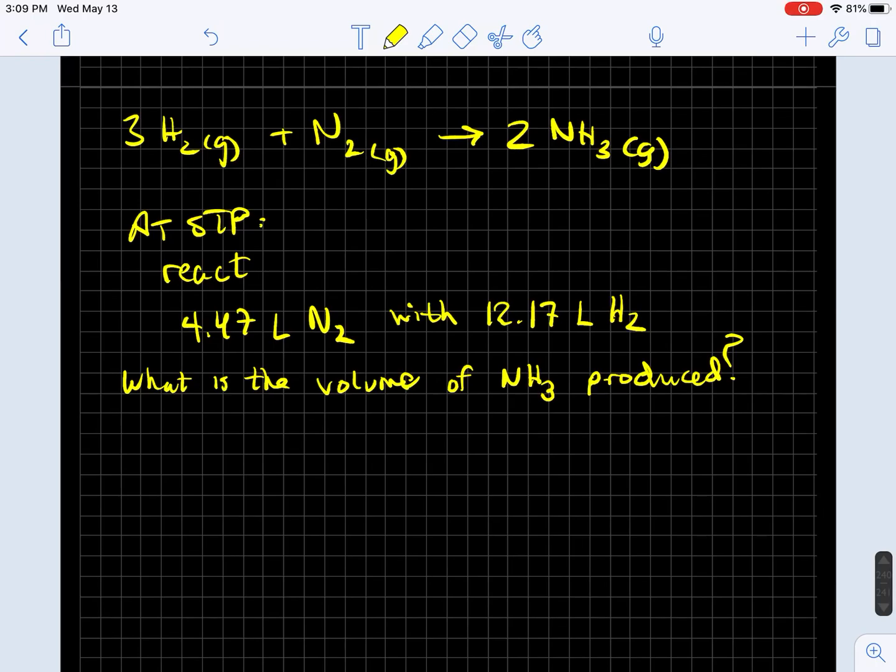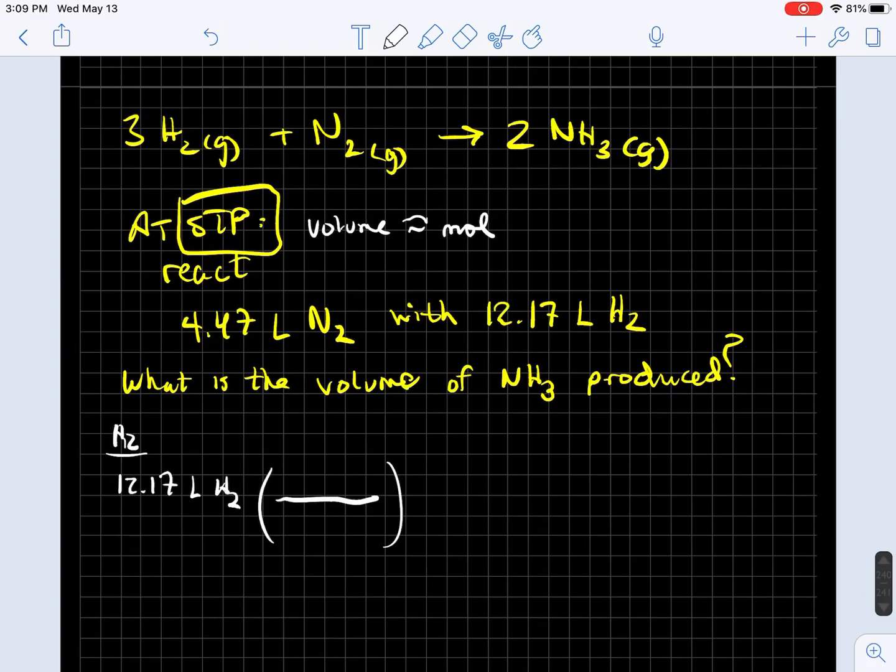So I said that at STP, you're holding the temperature and the pressure constant. So under these conditions, volume ratios are approximately the same as the mole ratios. So this is pretty easy to find out the limiting reagent. We take the hydrogen, we do 12.17 liters of hydrogen, and now we could just use the volumes in our equation. Now we could also use this factor, that 1 mole of any gas is 22.4 liters, but you're going to see that you're going to get the same answer either way. So if you recognize constant temperature and pressure, mole ratio and volume ratios are constant.